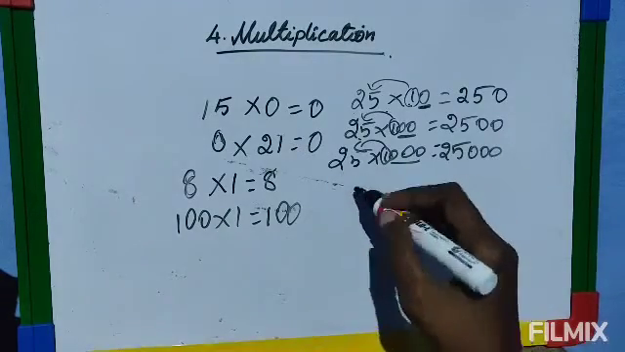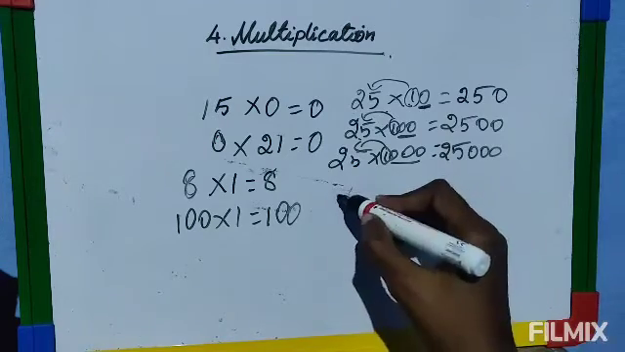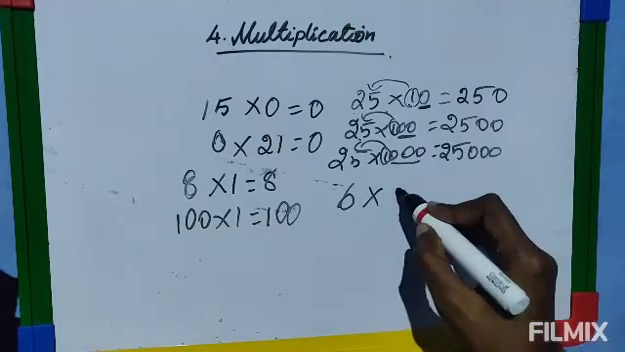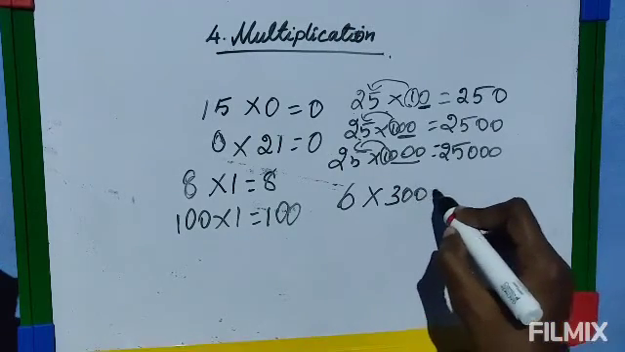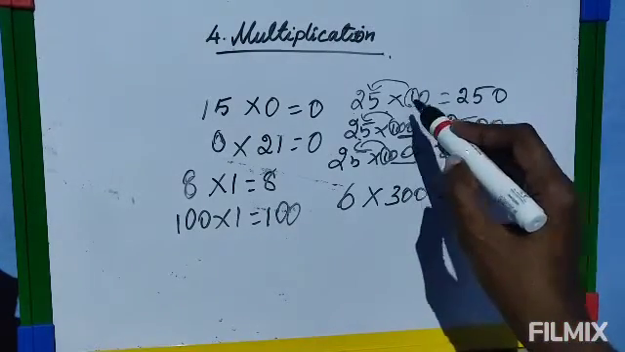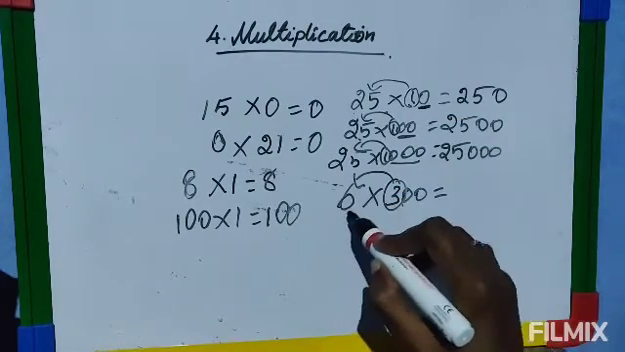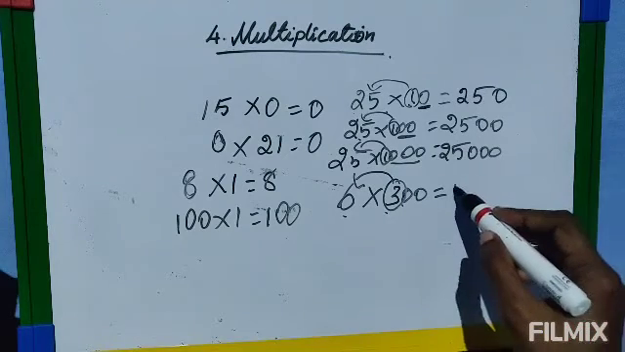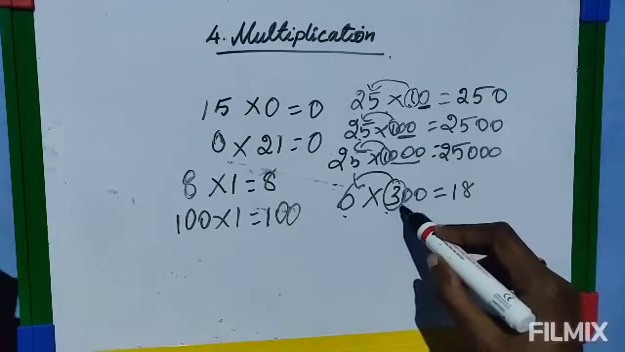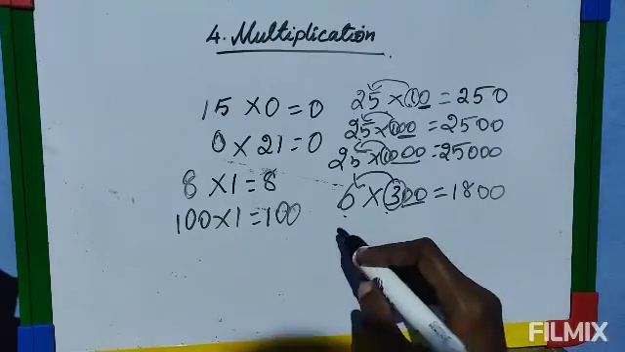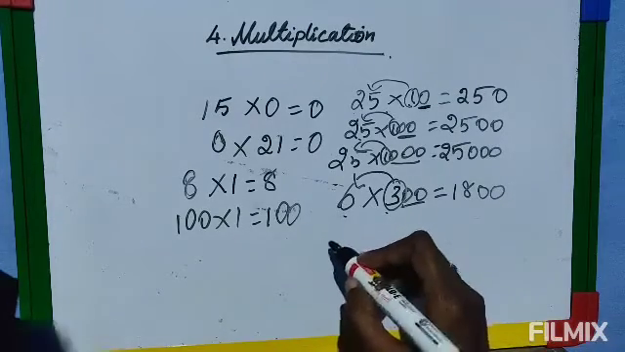Again, if the number is 6, you have to multiply by 300. So here 1 was there, and here 3 is there. So this 3 and this 6 you have to multiply. 6 3s are 18. And here how many zeros are there? 2 zeros, that you will add at the back. Okay, now another number.